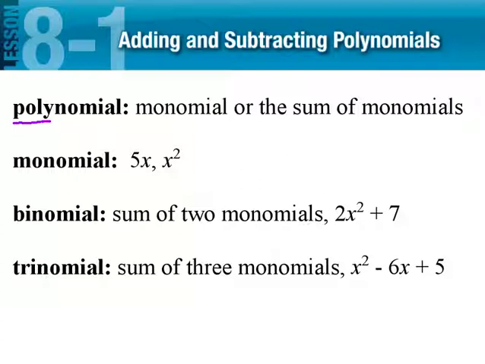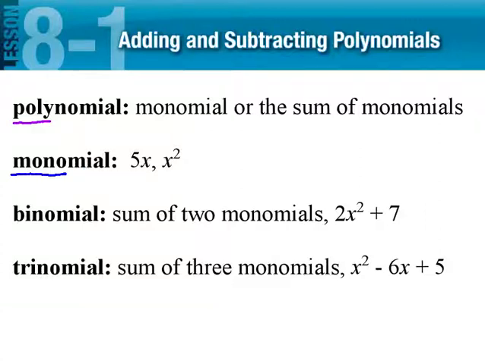So then we get to what a monomial is. A monomial, does anybody know what the prefix mono means? One term. Okay, and so one term would be 5x. Another term could be x squared. It could be negative x cubed. So basically one term. It could be the number 3.